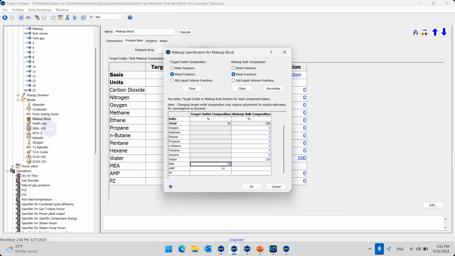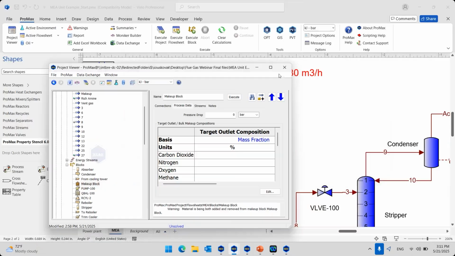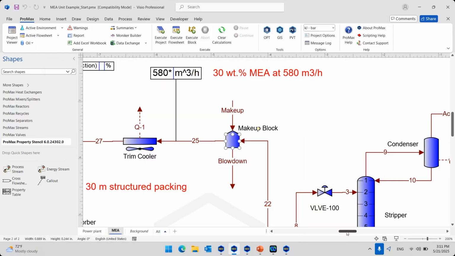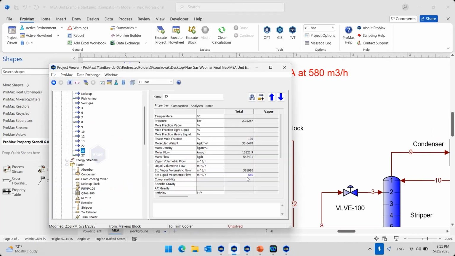I'm going to delete MEA, so I don't want to have any MEA, and I want to do 27 and 13 of AMP piperazine. Since we have a higher amine concentration, right, 27 plus 13 is 40, we will use lower flow. So instead of 580, I'm going to initially do 450.